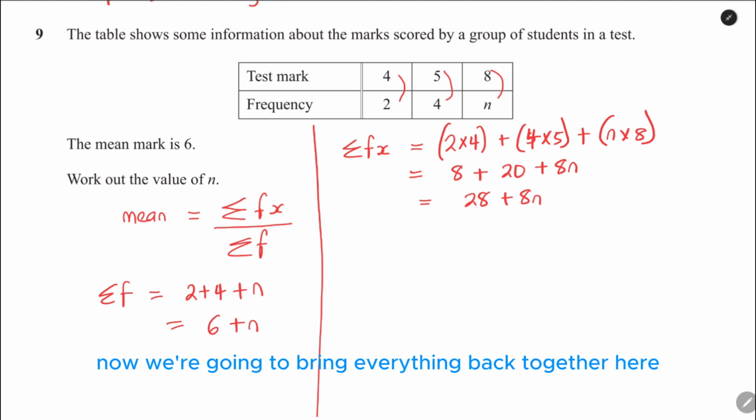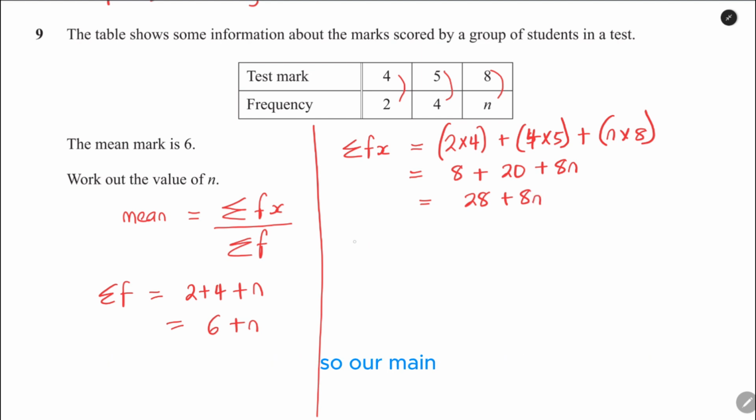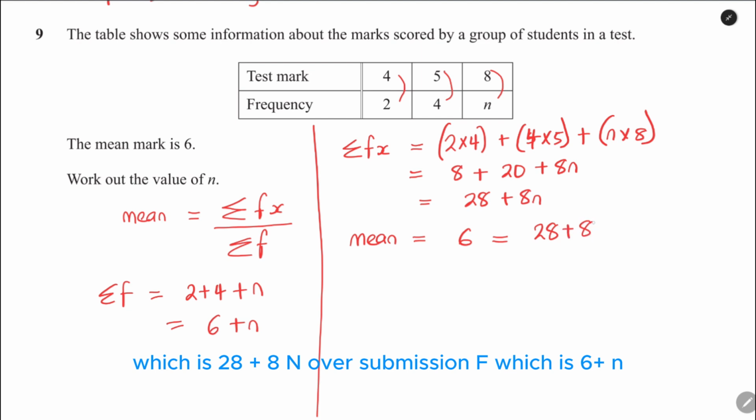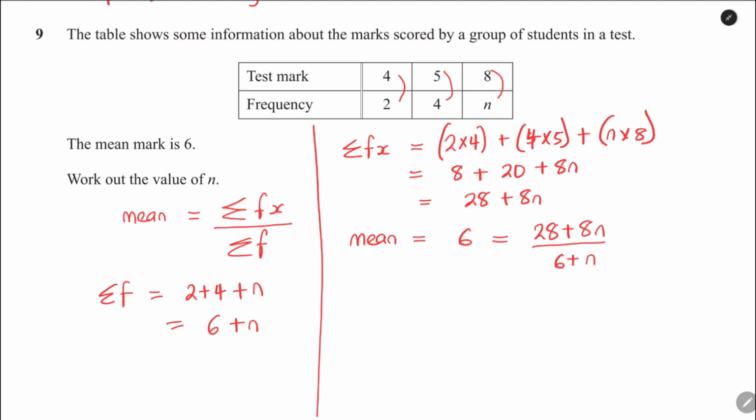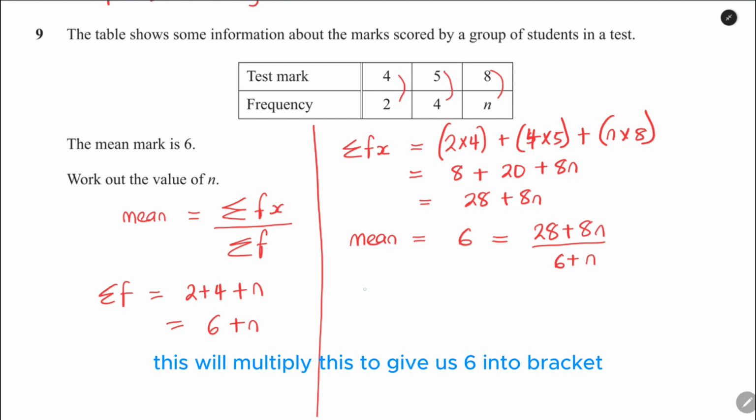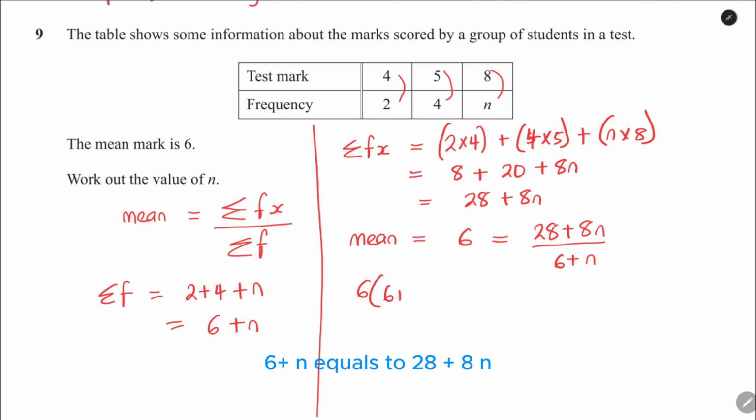Now we're going to bring everything back together here. So our mean, which is given in this question as 6, is equal to summation fx, which is 28 plus 8n, over summation f, which is 6 plus n. All right, now let's work this out. This will multiply across to give us 6 into bracket 6 plus n equals 28 plus 8n.